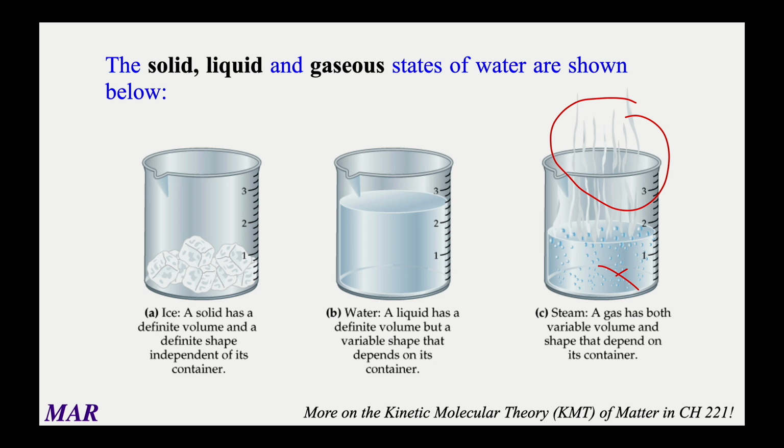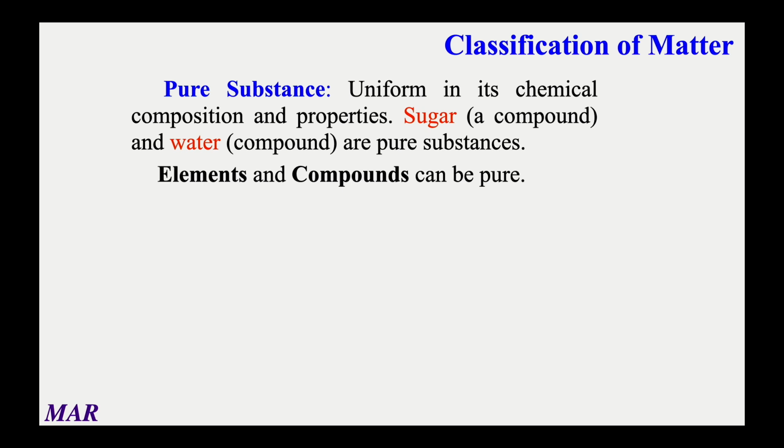In Chem 221, we're going to talk about what's called the kinetic molecular theory, or KMT, of matter. And that's really what we're talking about here. It's the theory used to describe the differences and similarities between the phases of matter, but that's more for a different course. Pure substances are important to chemists.